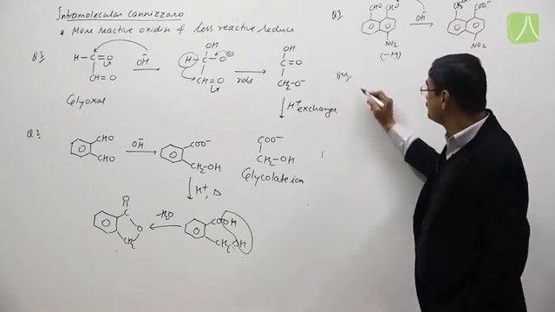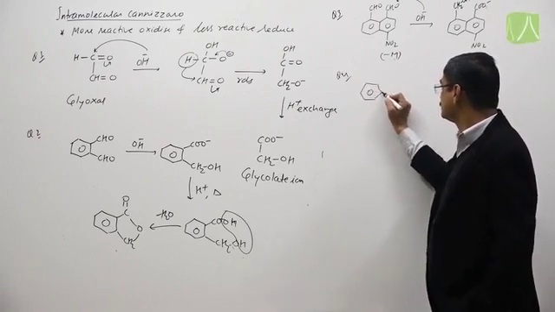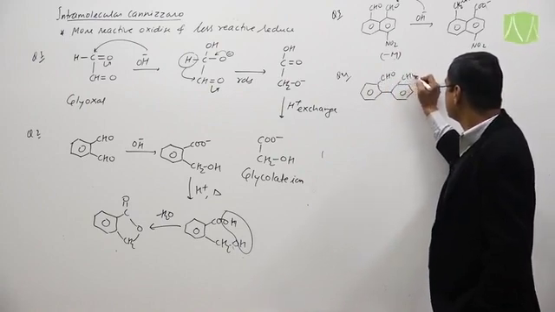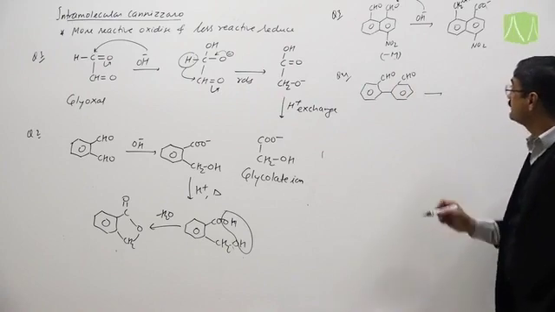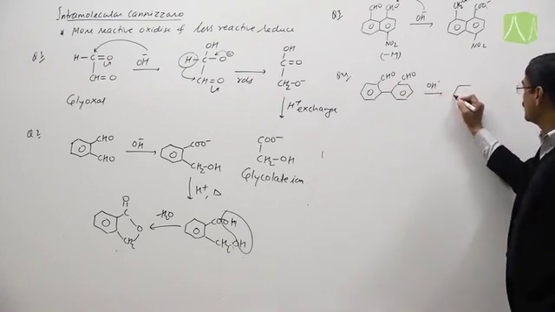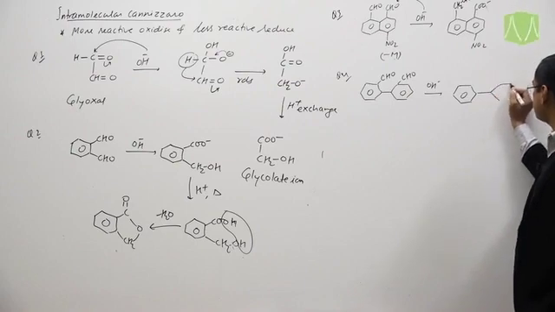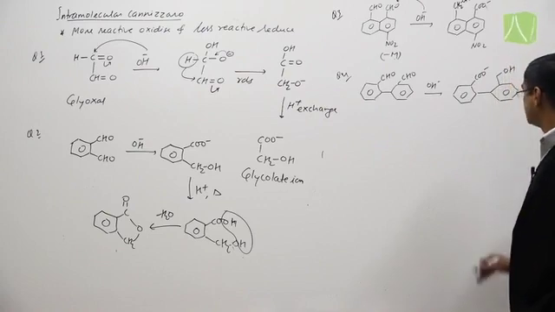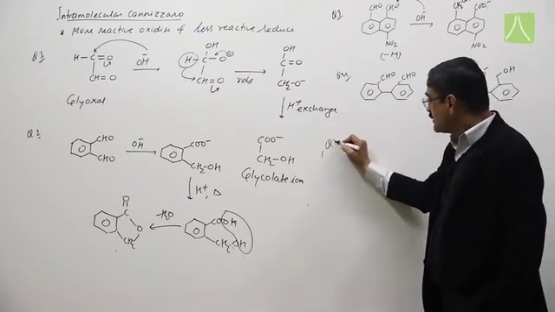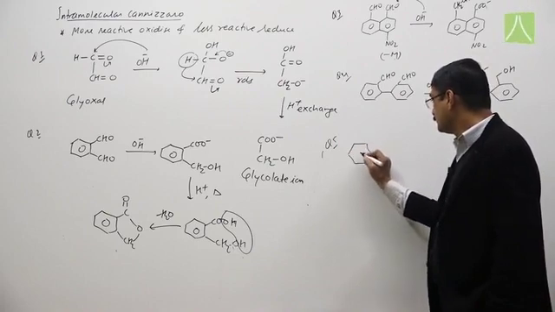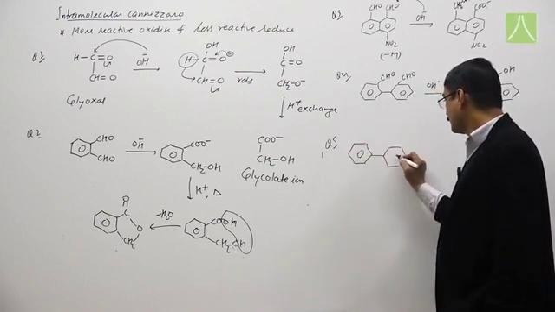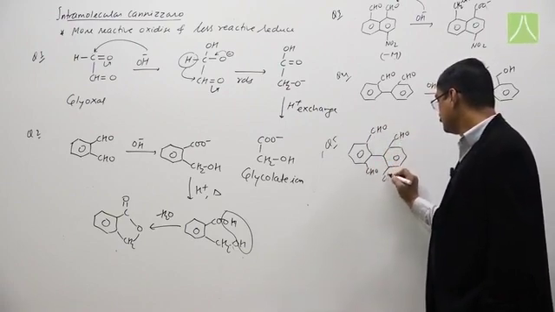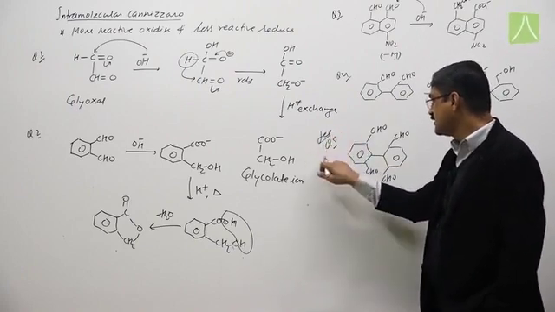Another reaction: suppose two aldehydes are on adjacent carbons. Then again an intramolecular reaction takes place, where one molecule is oxidized and one molecule is reduced. Next reaction: suppose four aldehyde groups are present. This is asked in JEE also.